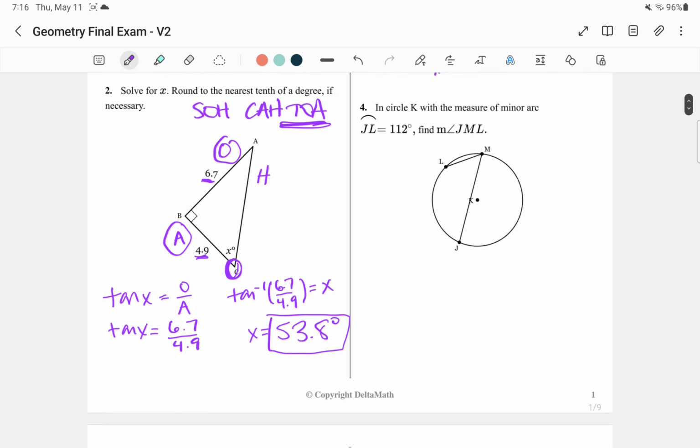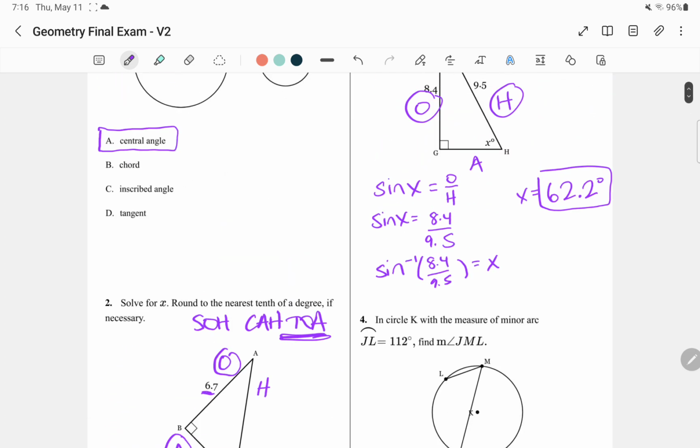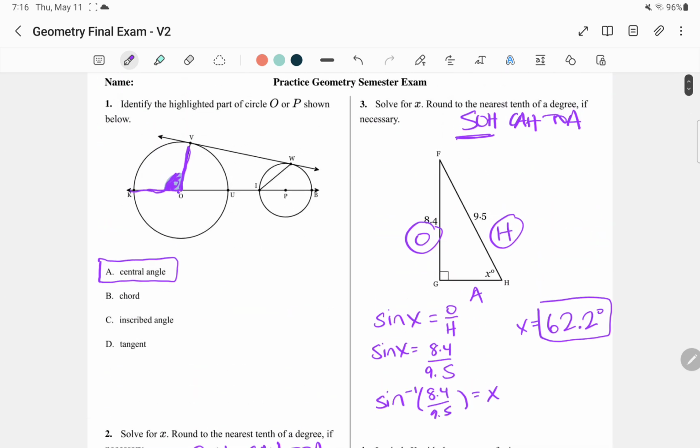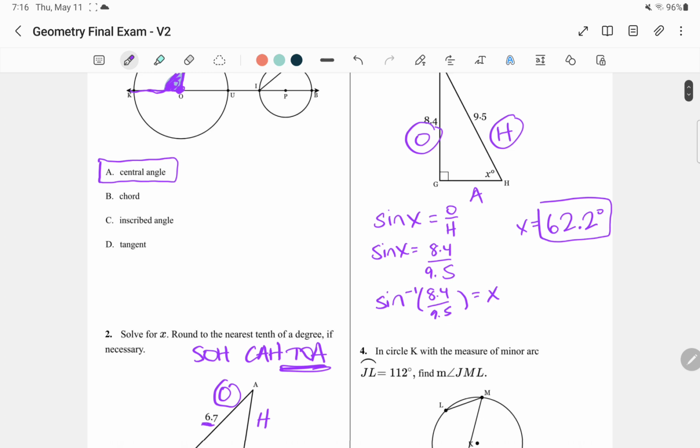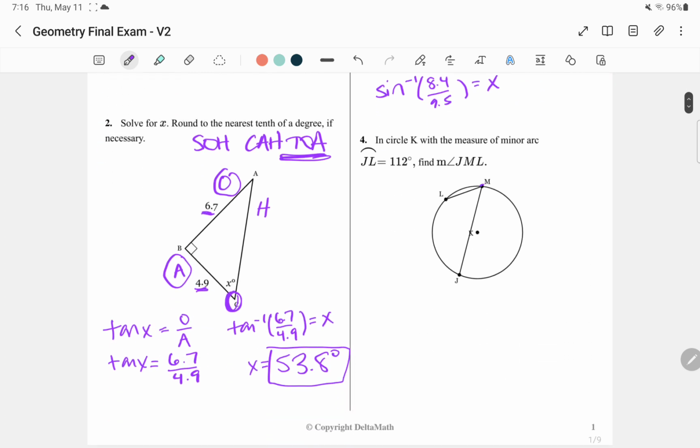All right, so for number 4, this is actually an inscribed angle. Now notice the central angle, like I said, the vertex was at the center here. This vertex is along the edge or along the outside of the circle, so it's inscribed. So we're going to use inscribed is equal to half our arc. Whenever we see an inscribed angle, just write that formula, that inscribed is equal to half our arc.